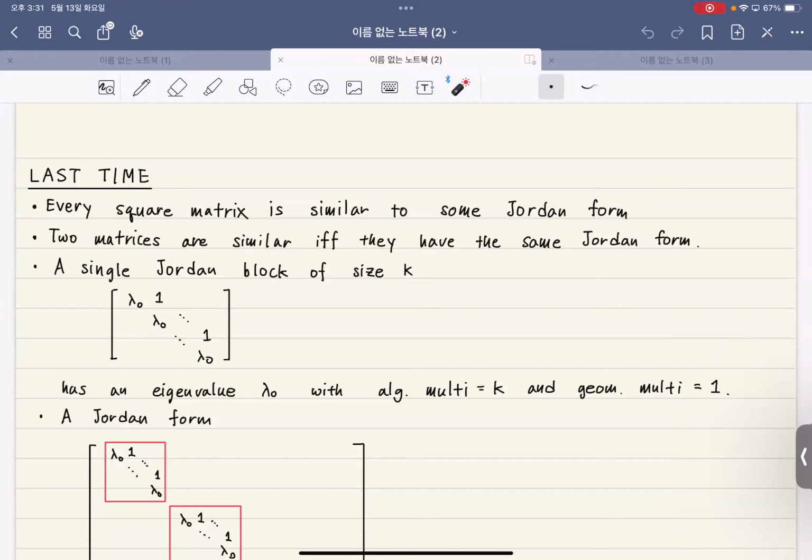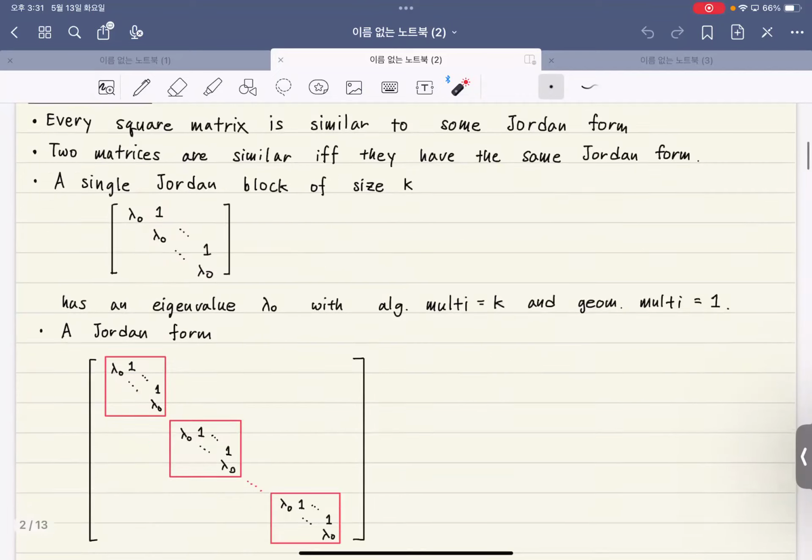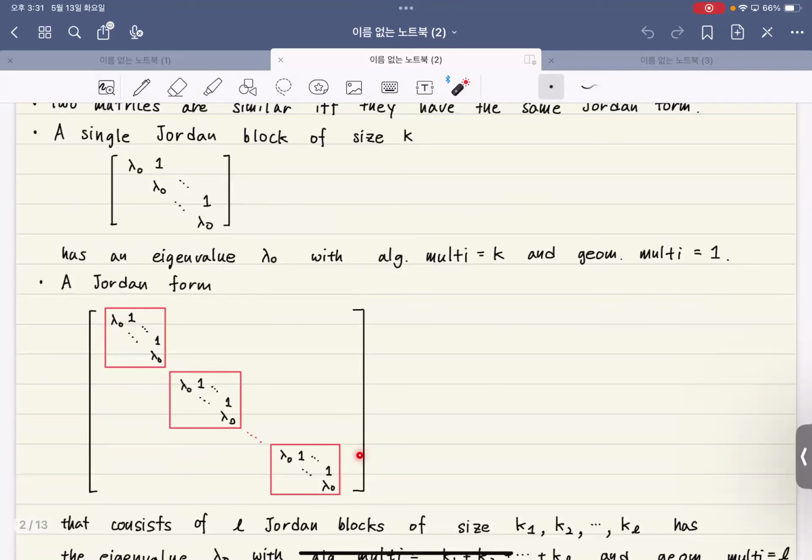Every square matrix is similar to some Jordan form. So you know the difference between the Jordan block and Jordan form. This is a Jordan block. A Jordan block is a K by K matrix, which is almost a diagonal matrix, whose diagonal entries are all lambda zero, and just one entry above the diagonal. They are all ones, and all the other entries are zero. So this is a Jordan block of size K, and a Jordan form is an almost diagonal square matrix whose diagonal blocks are each of these Jordan blocks.